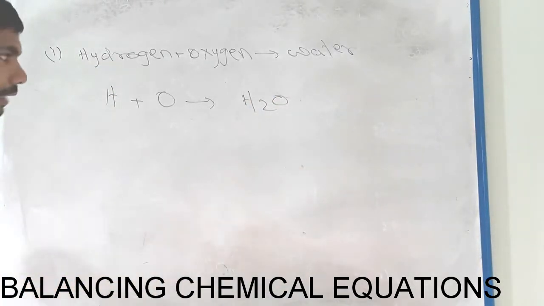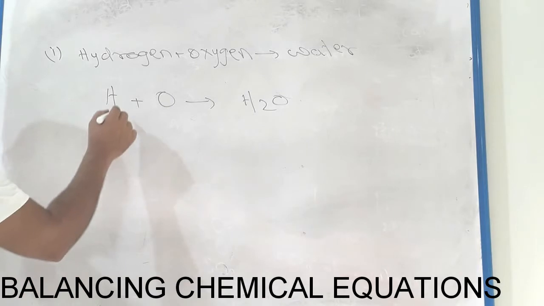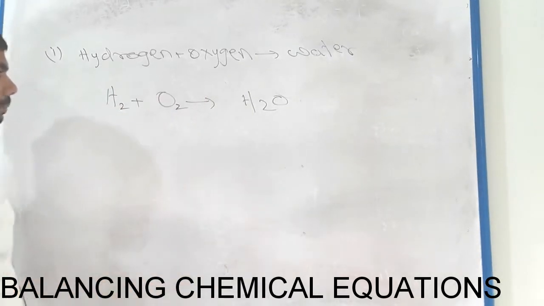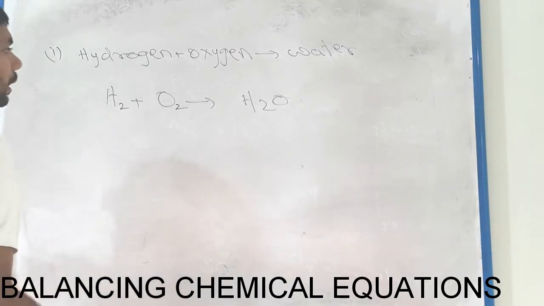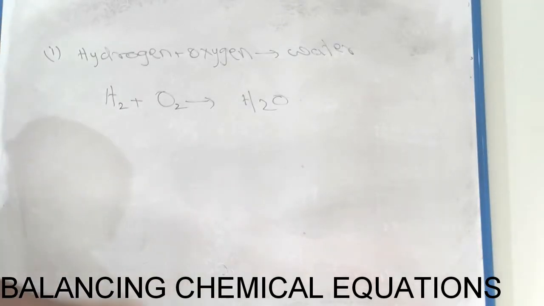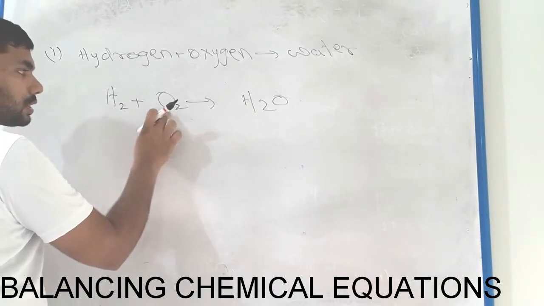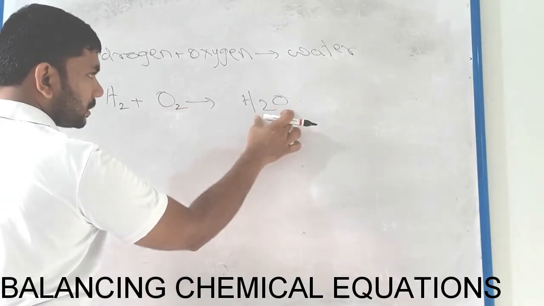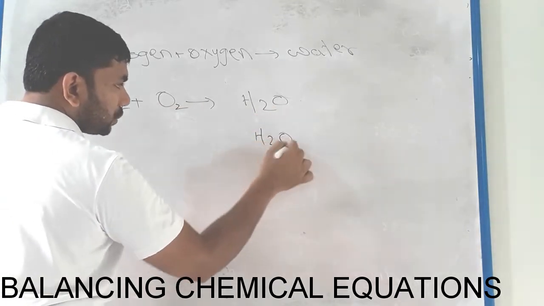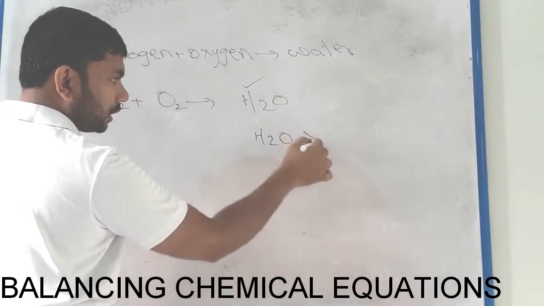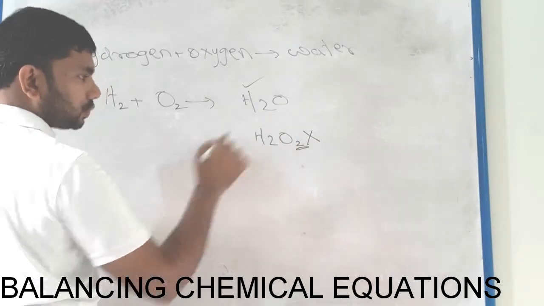Clear? But in the beginning I told you about diatomic elements. Hydrogen is a diatomic element, H2, and oxygen is a diatomic element, O2. So here you have to put H2 plus O2 giving H2O. Clear? Now how many oxygen here? 2 oxygen. We balance oxygen first. Here 2 oxygen, here 1 oxygen. So you cannot write H2O2. The formula of water is H2O, not H2O2, so do not change it to H2O2.